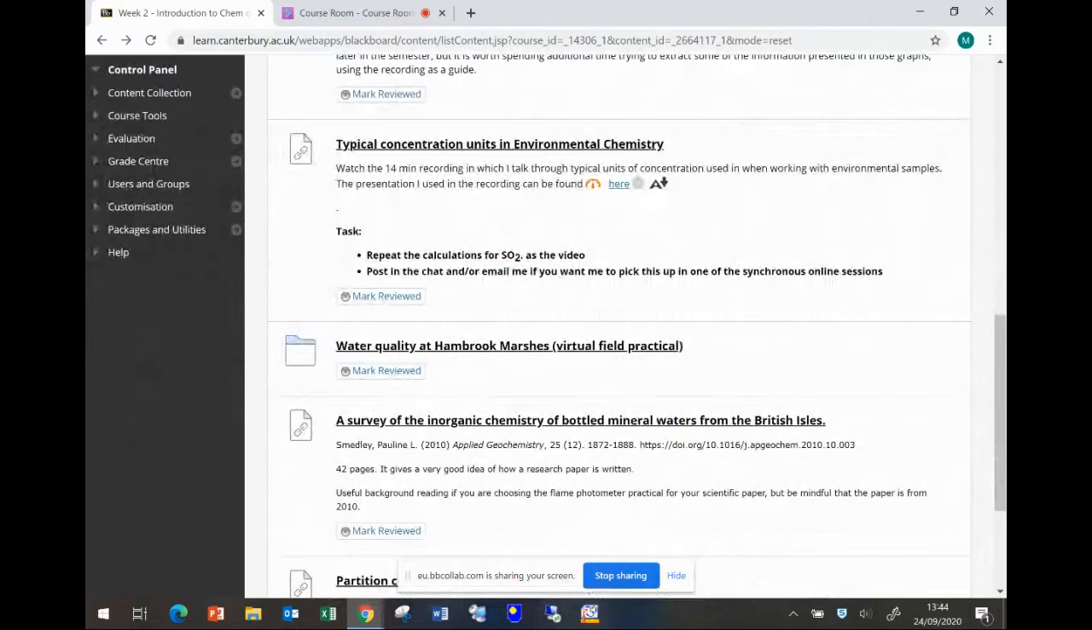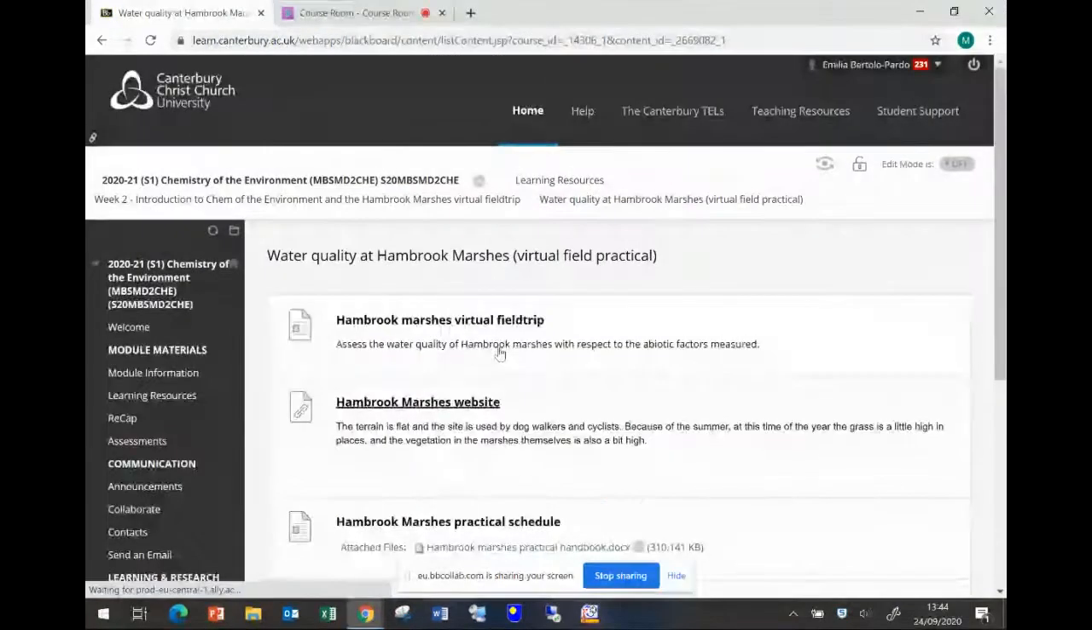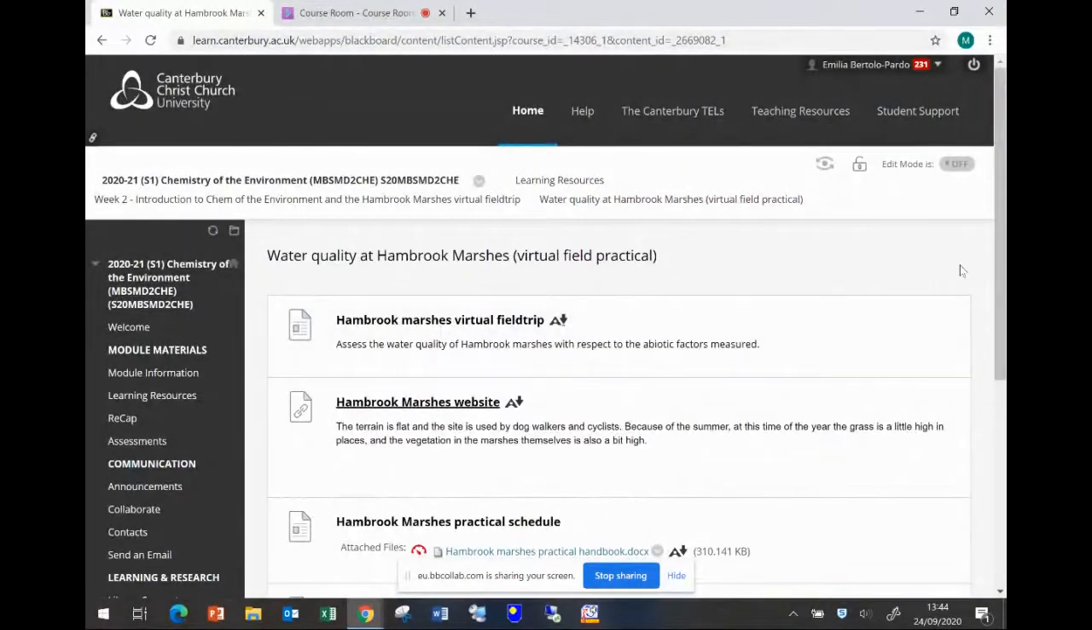You also have the data for the Hambrook Marshes Virtual Practical. And this is one of the practicals you can choose to write your scientific paper about. Whether you choose it or not for your scientific paper, I would expect you to still engage with the material and explore the content I'm giving you. But obviously, if you're going to choose it as your scientific paper, I would expect you to revisit this and explore it more in depth.